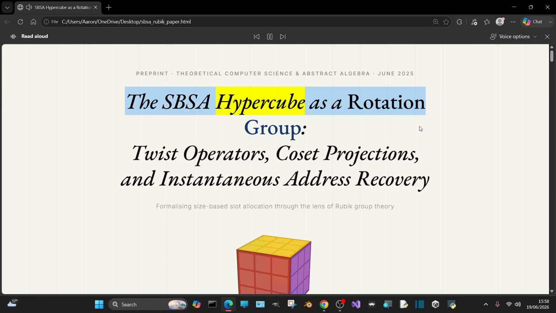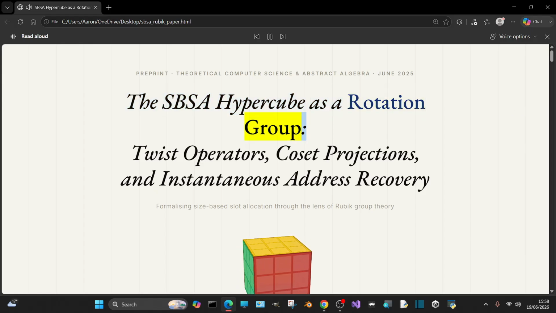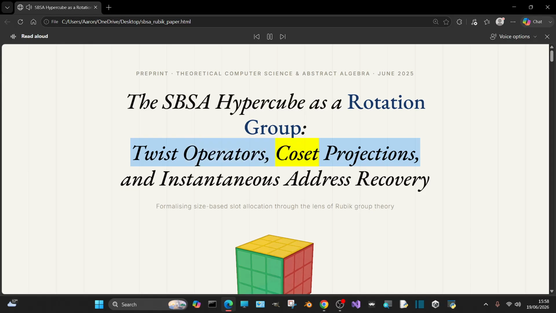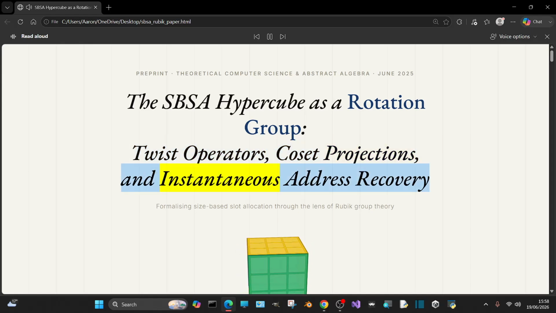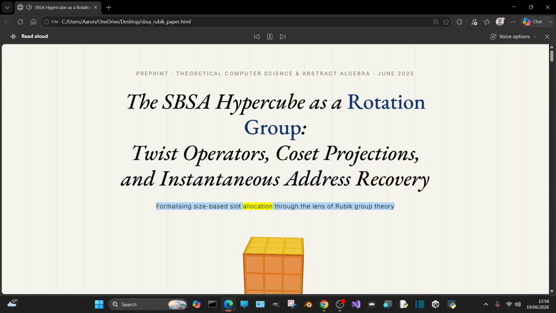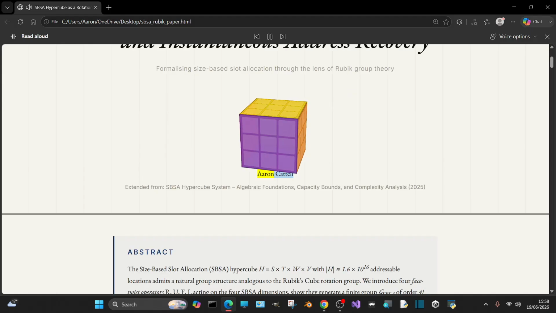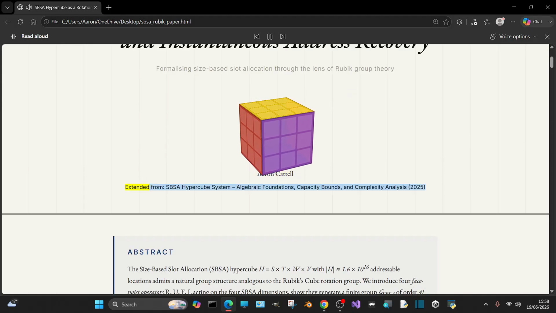The SBSA Hypercube as a rotation group, twist operators, coset projections, and instantaneous address recovery. Formalizing size-based slot allocation through the lens of Rubik group theory. Aaron Cattell. Extended from SBSA Hypercube System Algebraic Foundations, Capacity Bounds, and Complexity Analysis, 2025.